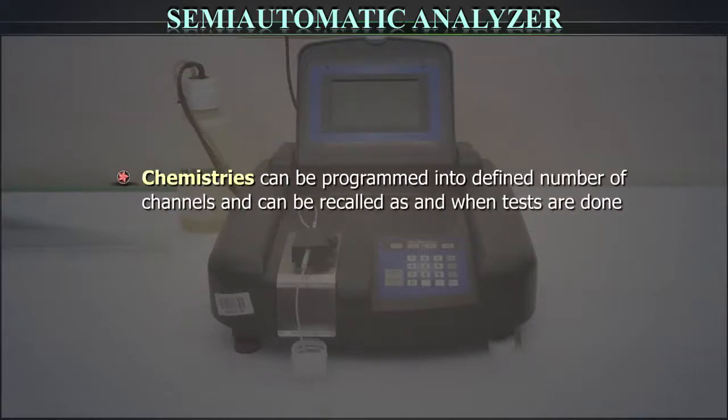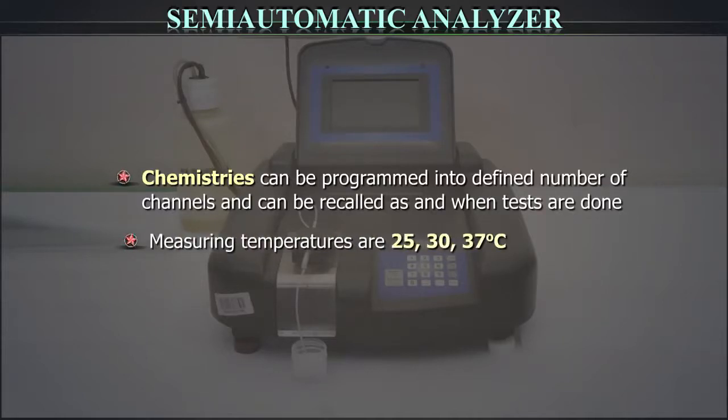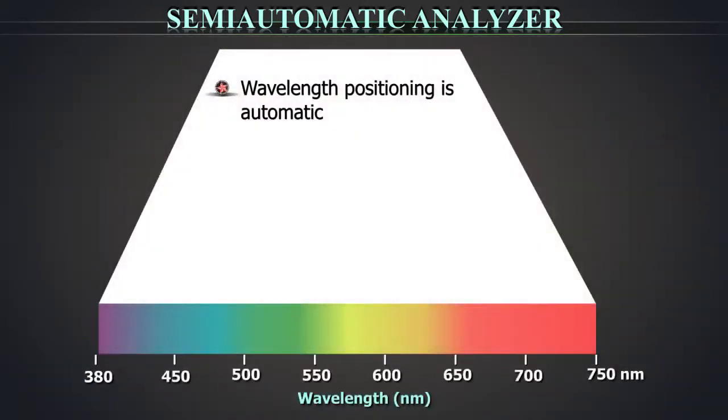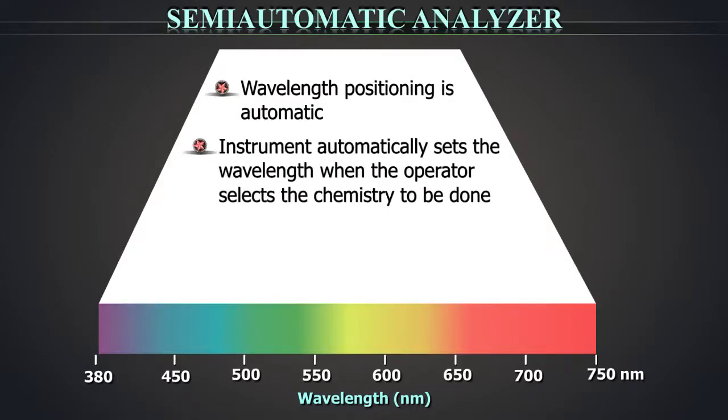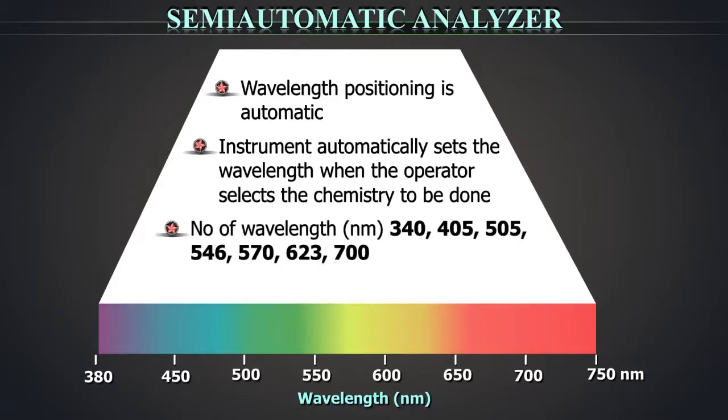Chemistries can be programmed into a defined number of channels and can be recalled as and when tests are done. Measuring temperatures are 25, 30, 37 degrees Celsius. Wavelength positioning is automatic once programmed. The instrument automatically sets the wavelength when the operator selects the chemistry to be done. The number of wavelengths usually are 340, 405, 505, 546, 570, 623, and 700 nanometers.